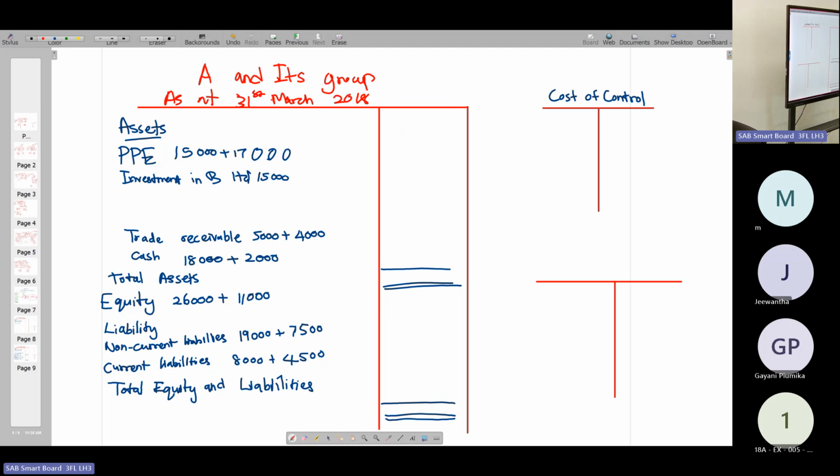First entry. Sarath has invested 15,000. Put the double entry.